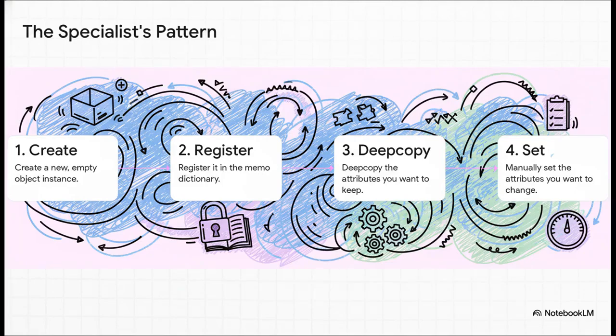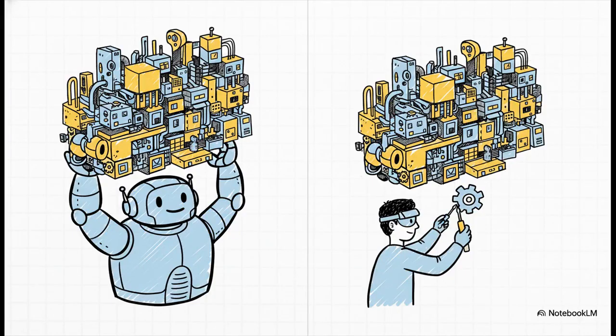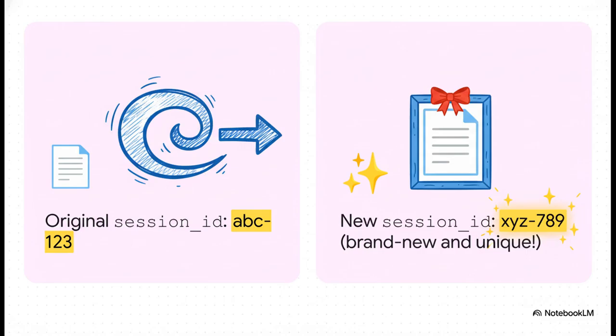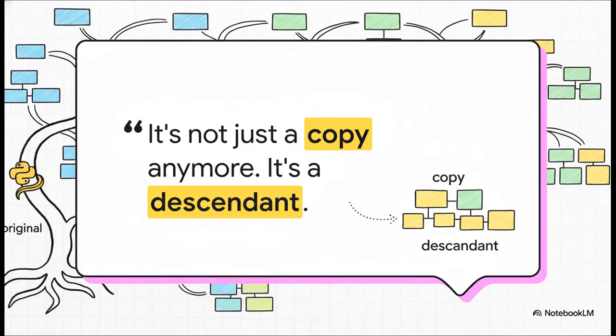So how do you do it? It's a pretty straightforward pattern. Let's walk through the 4 steps. And what's great is you let Python do the heavy lifting. You just tweak the unique parts. And boom, look at that. The new copy has a fresh, unique session ID. Problem solved.